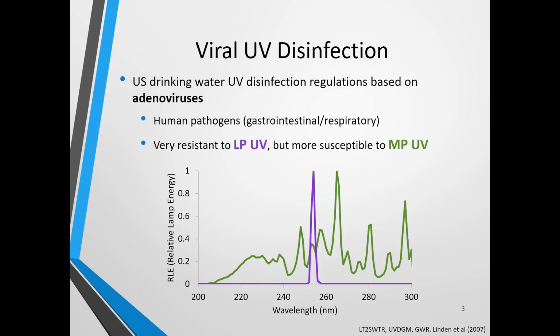Adenoviruses are very resistant to the monochromatic emissions by low pressure mercury UV, but they're more susceptible to the polychromatic emissions by medium pressure UV. And here at the bottom I'm showing you the relative lamp energy for each of those types of UV. Relative lamp energy means that the emission for the lamp at each wavelength is normalized to the maximum emission.